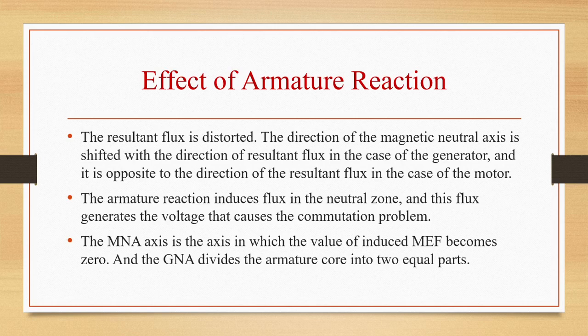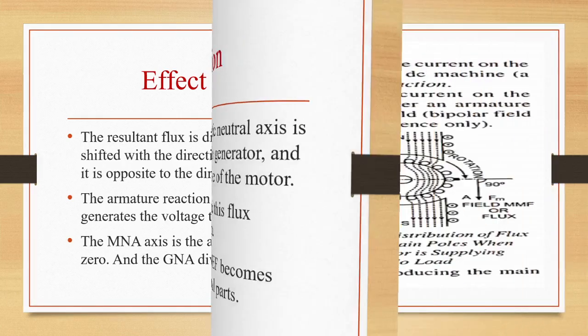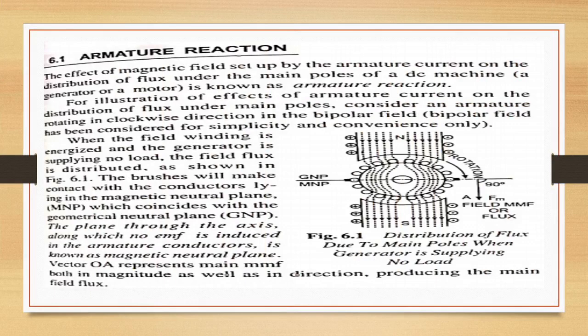So MNA is the axis in which the value of induced EMF will become 0, and the geometric neutral axis divides the armature core into two equal parts. The effect of the magnetic field set up by the armature current on the distribution of flux under the main poles of a DC machine is known as armature reaction.